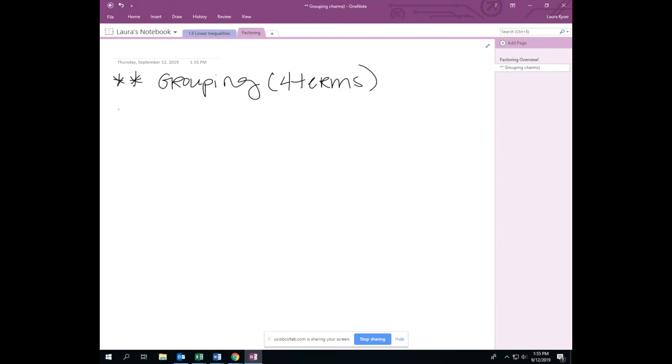So it's going to look something like this. Let's say we had x cubed plus 5x squared minus 8x minus 40. So something like this.